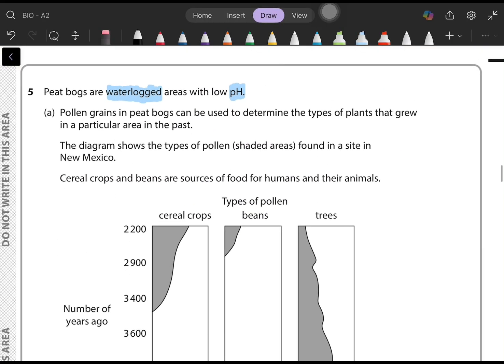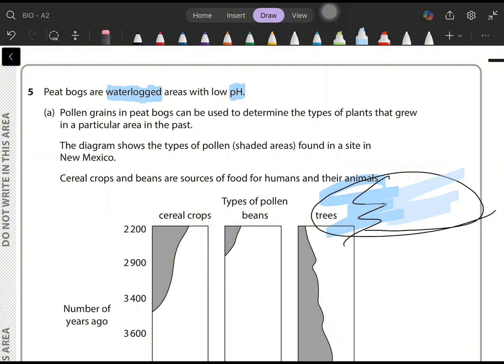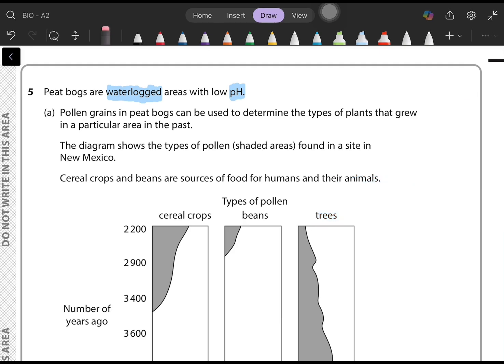Peat bogs are waterlogged areas with low pH. So basically, what is a peat bog, right? When you search up this image, it shows surfaces of water like this. There is this hole, and it is filled up with water, right? So these peat bogs are waterlogged and they have a low pH because the atmospheric oxygen cannot dissolve into the water, and the remaining oxygen is used up by bacteria or aerobic organisms. So the condition is anaerobic over there, and the pH is obviously going to be low.